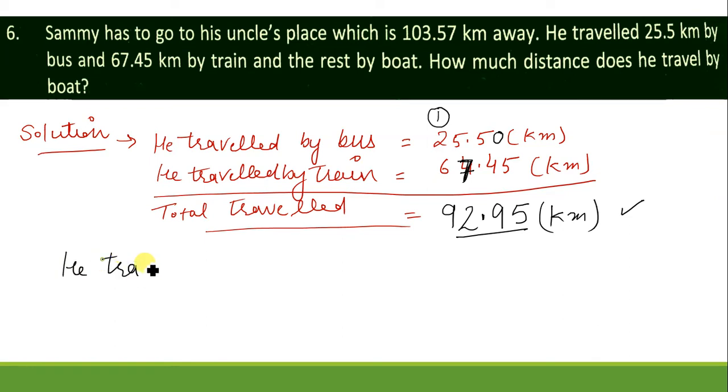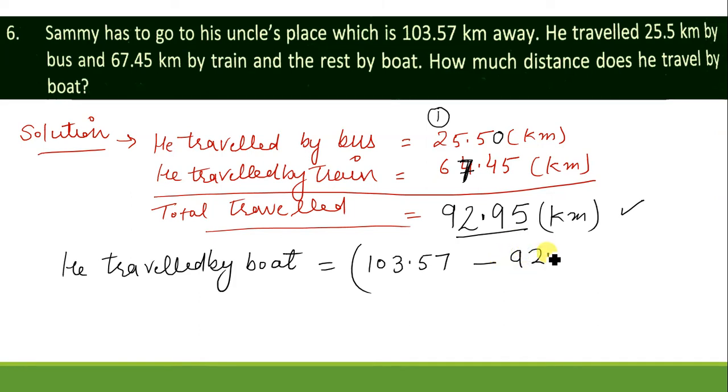Now how much distance did he travel by boat? So what you will do, from the total distance that was given, 103.57, you will subtract the distance traveled by him by bus and by train, which we calculated as 92.95. Here decimal places are equal, so we'll easily calculate. Here we are going to subtract 103.57 minus 92.95, and this will come in kilometer.